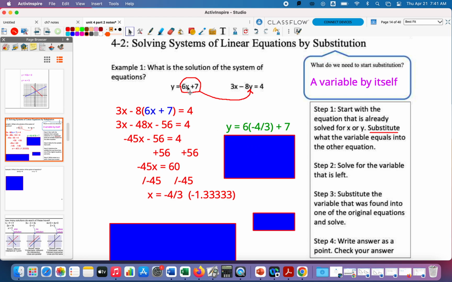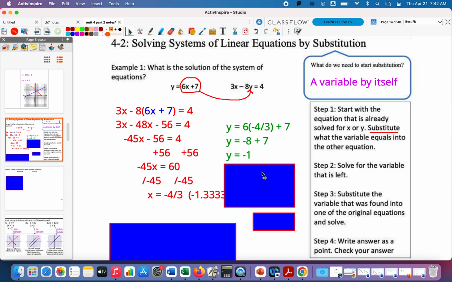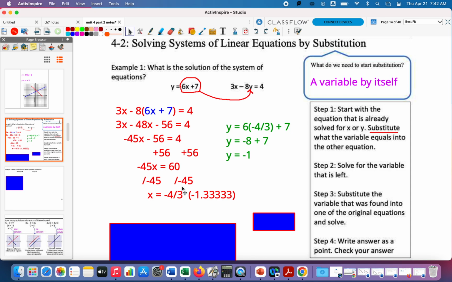So instead of x, I can replace x with the -4/3. So it's 6 times -4/3 plus 7. Feel free to use your calculator here. When you do 6 times -4/3 or -1.3 repeating, you actually get -8. And -8 plus 7 is -1. So actually this answer worked out really well. Maybe this one was a little bit harder to compute with not a nice number.